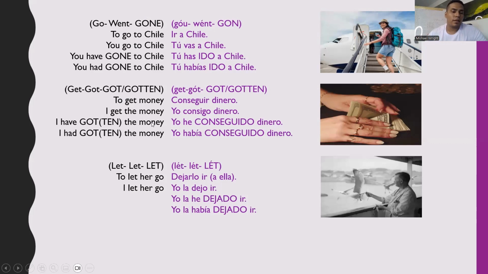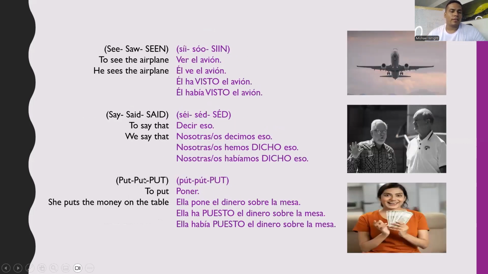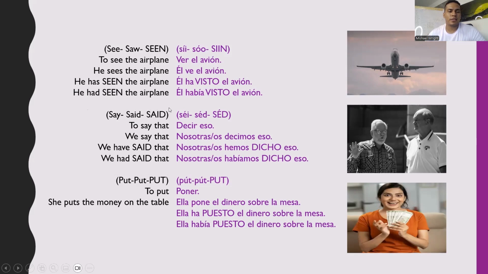So let, let, let, right? To let her go, I let her go. I have let her go. I had let her go. Right? The same here. See, saw, seen. To see the airplane, he sees the airplane. He has seen the airplane. And he had seen the airplane. Okay? So you say, said, said. To say that. We say that. We have said that. We had said that.